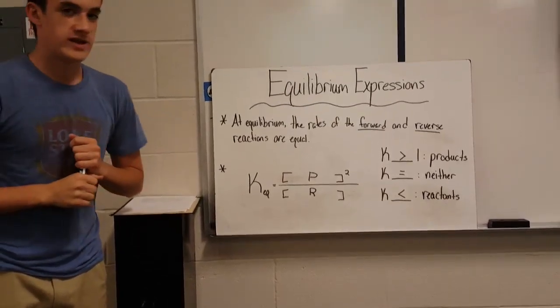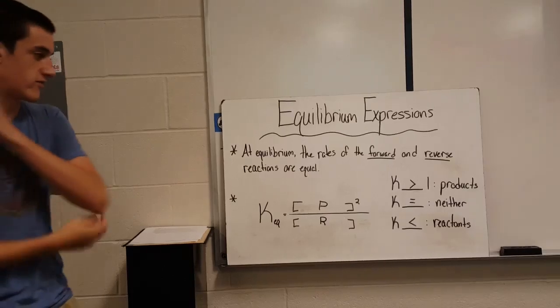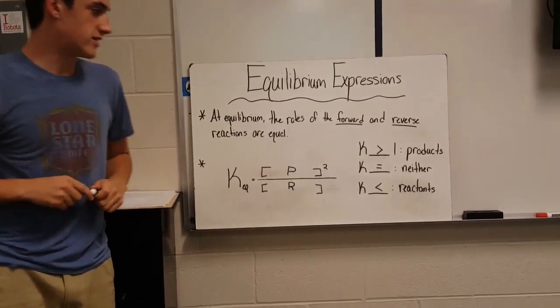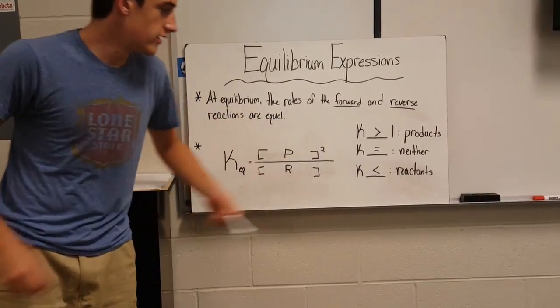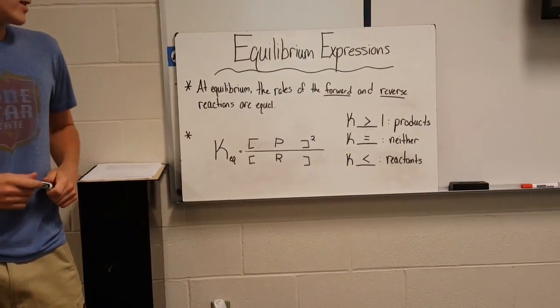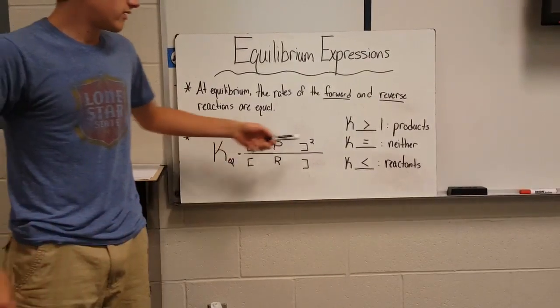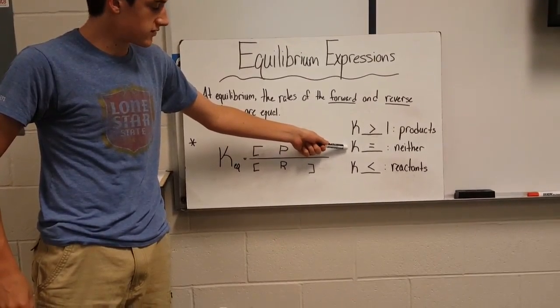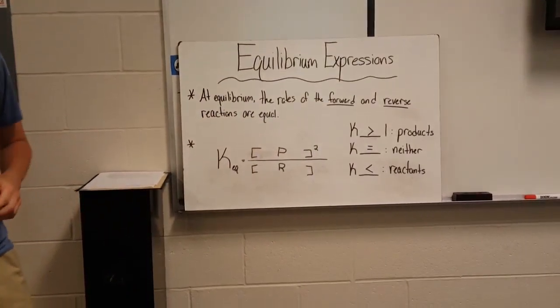To find out which side of an equilibrium reaction is favored, you look at the equilibrium constant. If the constant is greater than 1, the products are favored. If the constant is less than 1, the reactants are favored. And if the constant equals 1, then neither is favored.